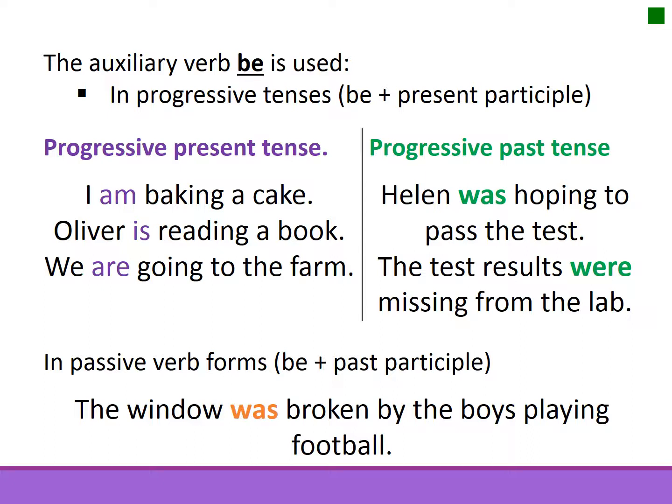Let's explore the auxiliary verb to be. The auxiliary verb be is used in progressive tenses. The progressive present tense: I am baking a cake, Oliver is reading a book, we are going to the farm. And the progressive past tense: Helen was hoping to pass, the test results were missing from the lab.